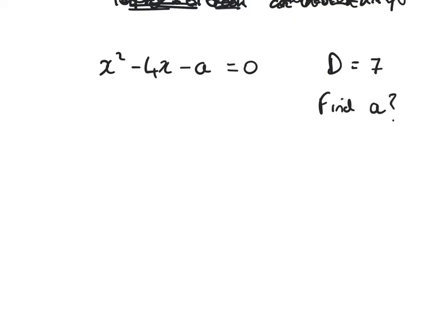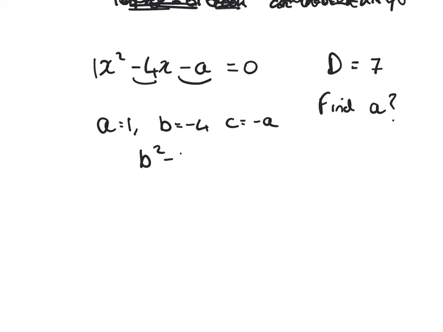Okay, let's try another. This time we're going to say that we've got a quadratic equation which is x squared minus 4x minus a is equal to 0. We're going to say then that the discriminant is equal to 7 and find a. Okay, so a is equal to 1, b is equal to minus 4, and be careful, c is everything else, that's not a, that's minus a.